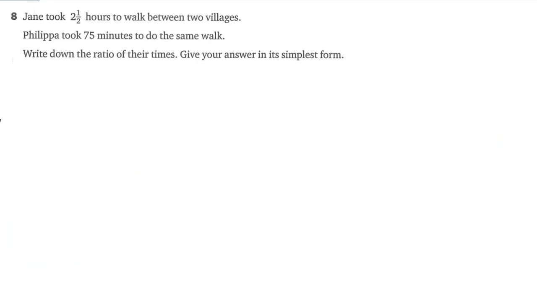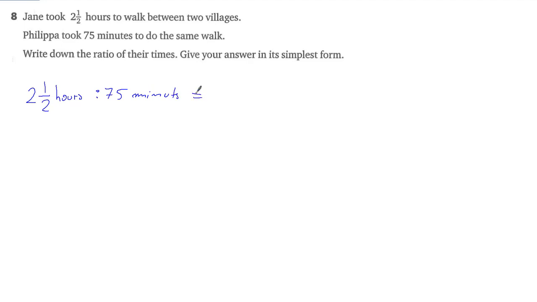Jane took 2.5 hours to walk between two villages. Philippa took 75 minutes to do the same walk. Write down the ratio of their times. So the ratio is 2 hours and 2.5 hours to 75 minutes.